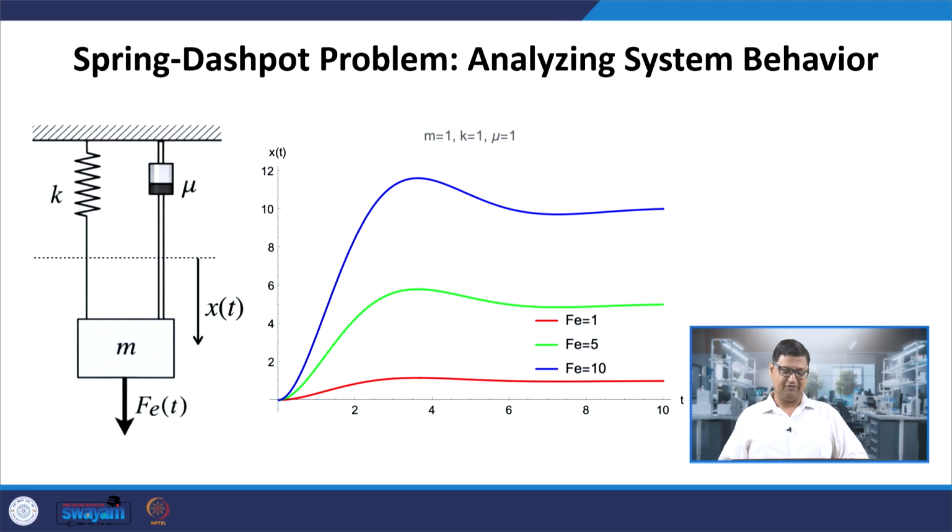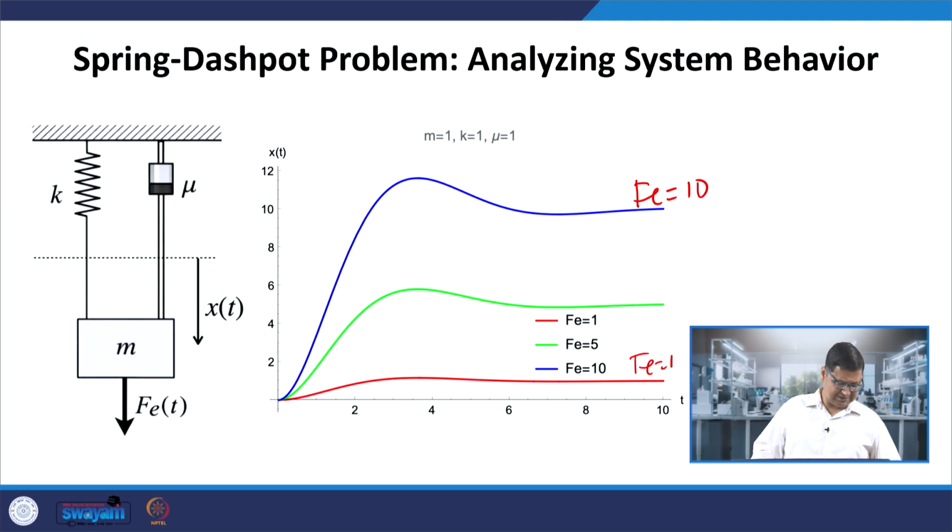Okay, we can go ahead and look at the effect of Fe, and it is quite expected. If I go from Fe equal to 1 to 5 to 10, more force should mean more displacement, right? So this is Fe equal to 1, there is less force, so therefore we have less displacement, and this is Fe equal to 10, there is more force, so this is higher displacement, right?